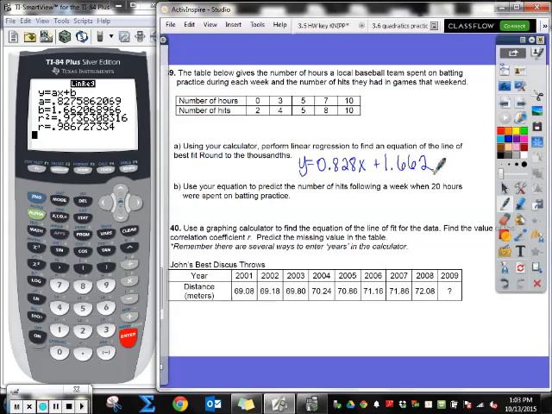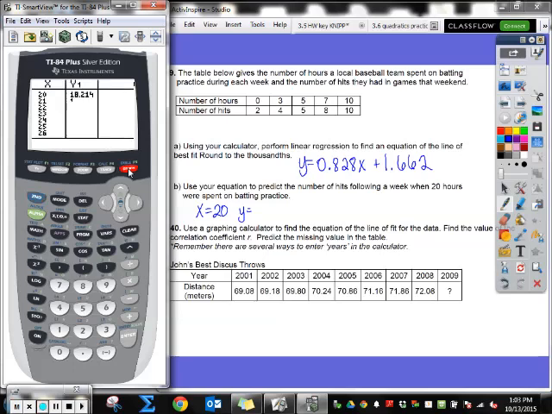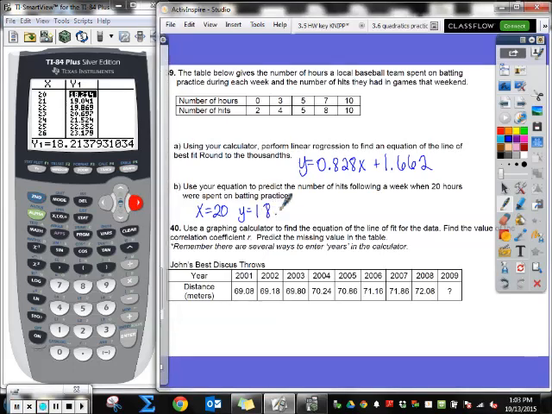Then it says use your equation to predict the number of hits following a week when 20 hours. 20 hours, that's an x value, so I'm looking for the y value at x equals 20. I want to know what that y value is, so I go to my table, and I'm already at 20, so it is 18.214. Now, it doesn't really make sense to say that they're going to have 18.214 hits, so your final answer would just be 18 hits.